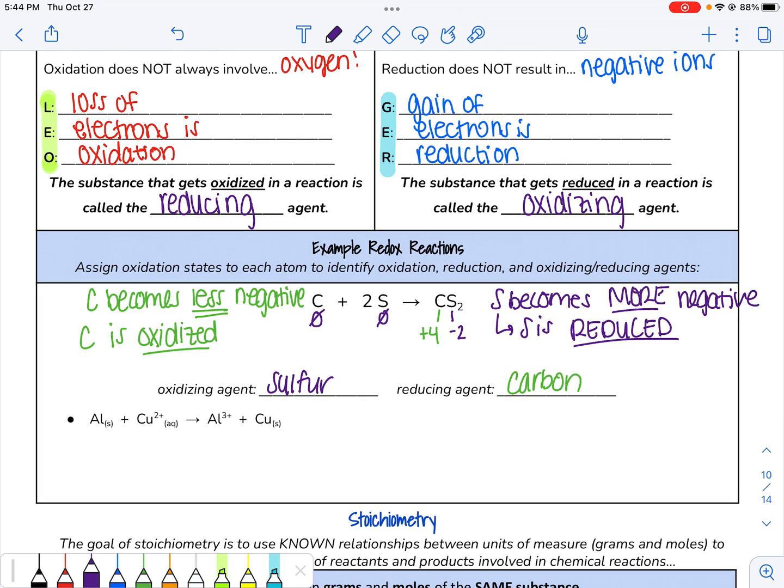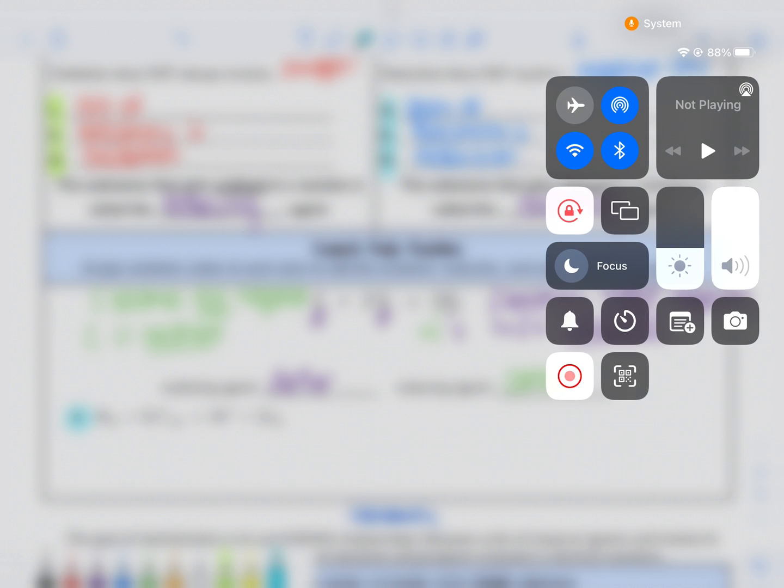So try and figure out in this example problem right here. Start by assigning your initial oxidation states, determine what is being reduced, what is being oxidized, and then determine which is the oxidizing agent and the reducing agent from that information. Then check your answer with the answer key.